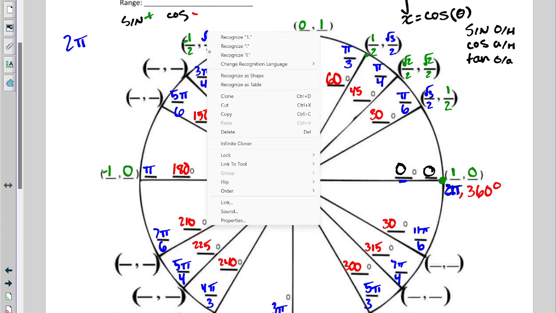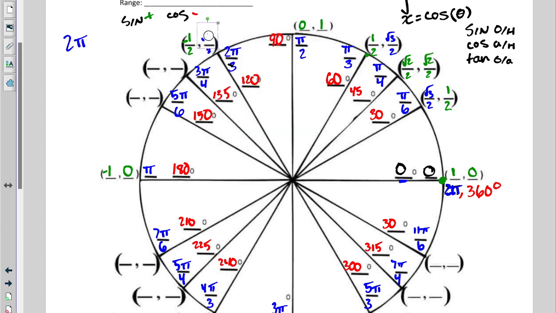Let me make that a little nicer to look at. Oops. Hello? I've never done that before. I made a circle. Okay, square root of 3 over 2. This one is going to be negative square root of 2 over 2, comma, square root of 2 over 2. And this is going to be negative square root of 3 over 2, comma, 1/2.